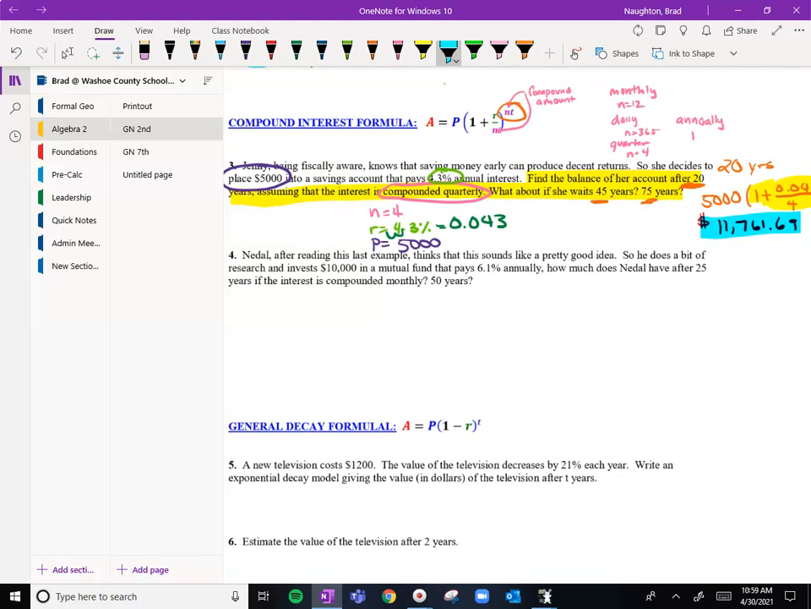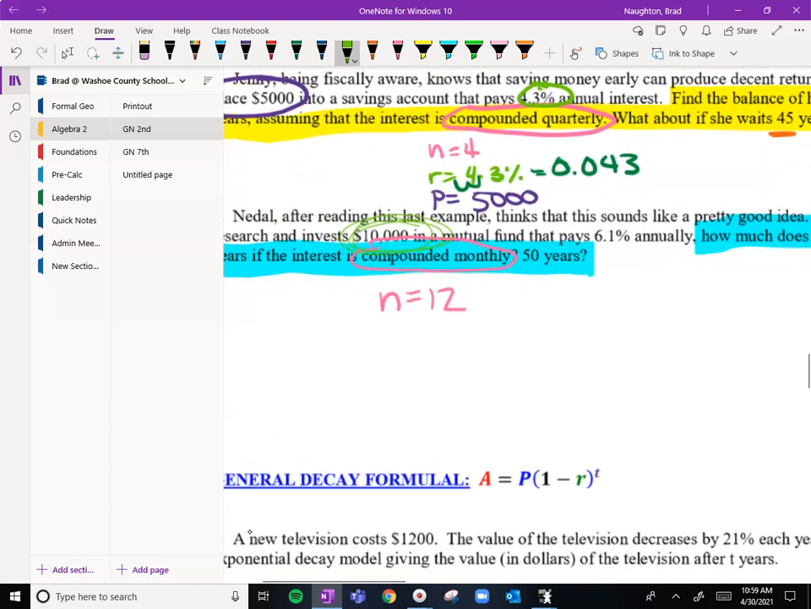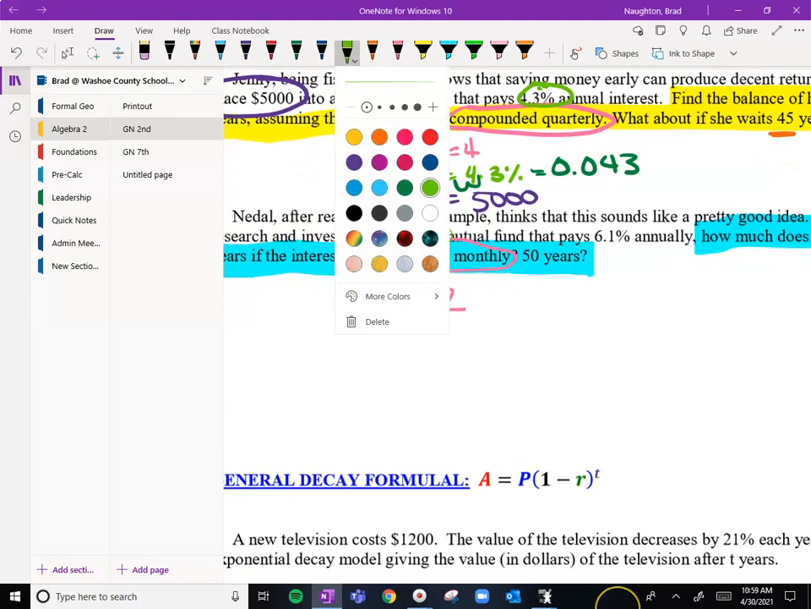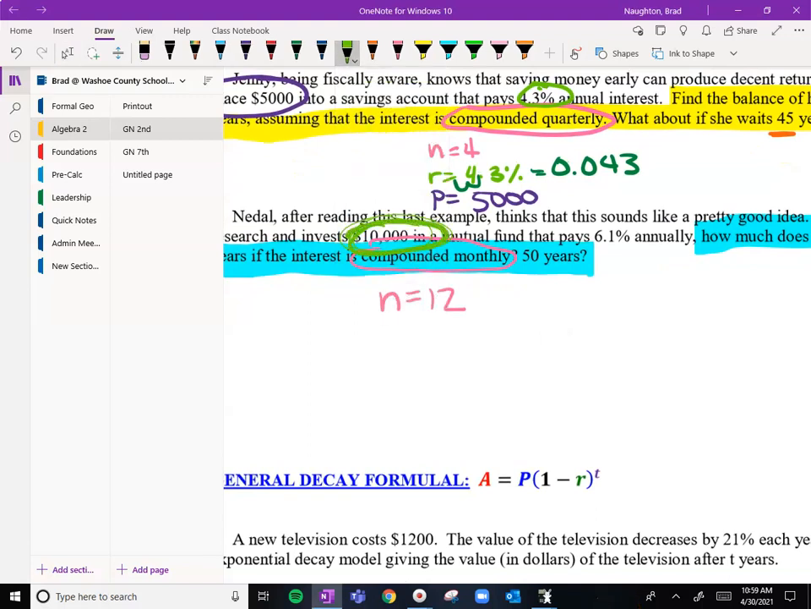Alrighty. So this next one, it says, how much does Nadal have after 25 years if he compounded monthly? And then what about 50 years? So there's my monthly again. So my N is going to be 12. Here I have $10,000 that we're going to invest. So P is going to be $10,000.